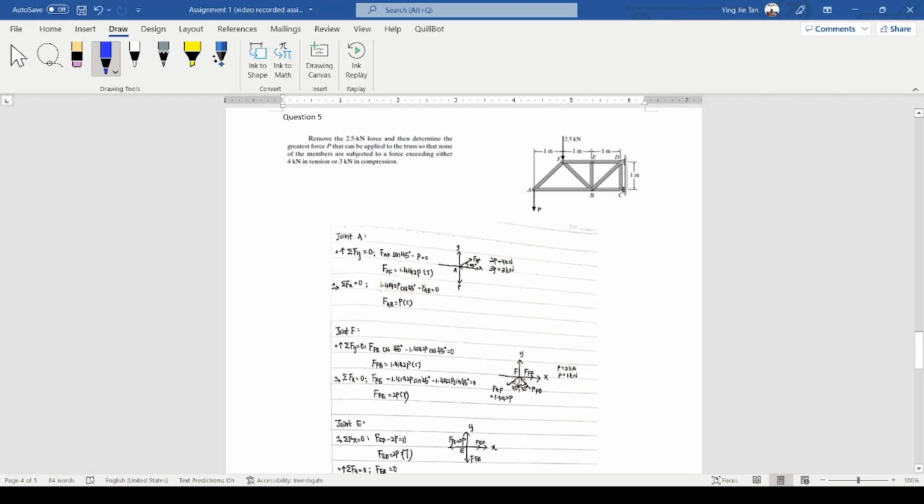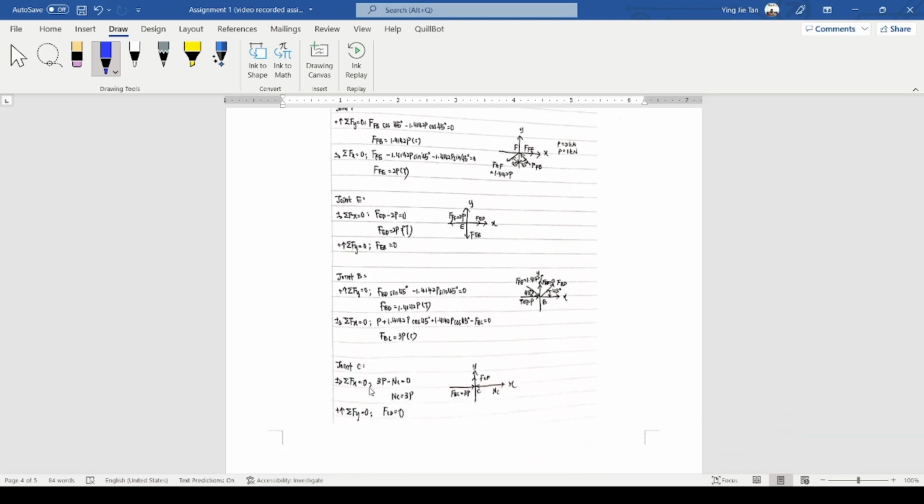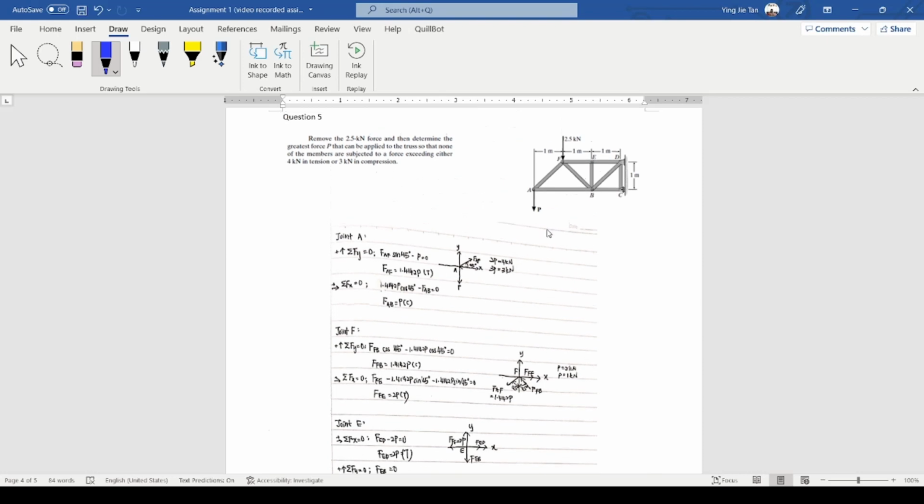So right here is question 5. Let me see. We are asked to determine the greatest force P that can be applied to the truss so that none of the members are subjected to a force exceeding either 4 kN in tension or 3 kN in compression. So we can separate these to joints A, F, E, and B and C. So first we see the joint A.